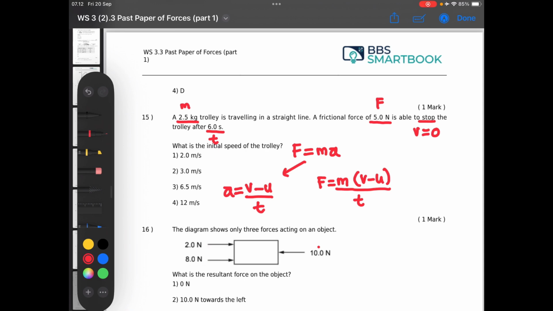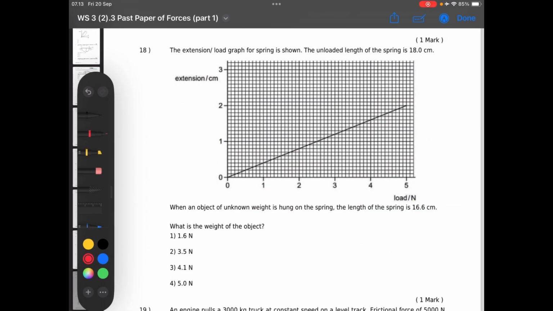Again, what should you find? Initial speed is u. Then you have to change this equation to find u. How? It's up to you. It's time for you to change it and then substitute all the data to get the answer. Good luck.